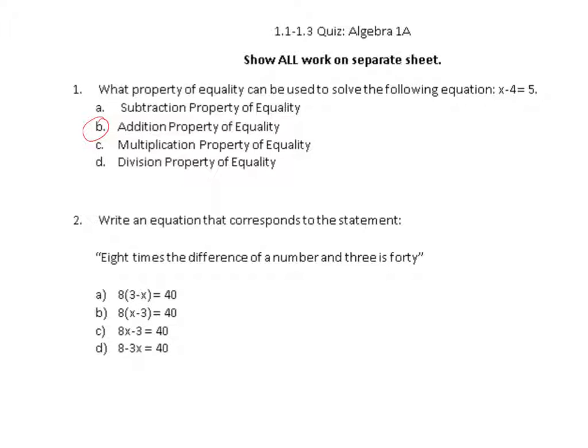Number 2 says 8 times the difference of a number and 3 is 40. Which one is that? 8 times the difference of a number and 3 is 40. Yes, that's correct. 8 times the difference of a number and 3 is equal to 40. Let's look at the next one.